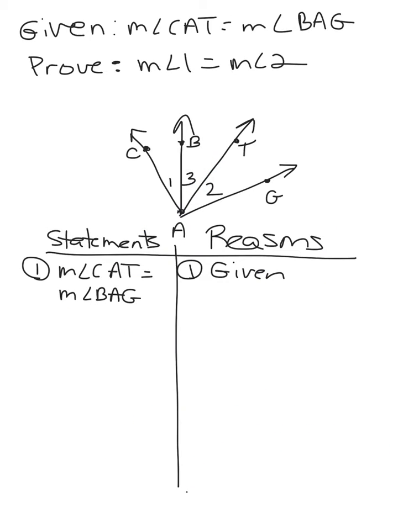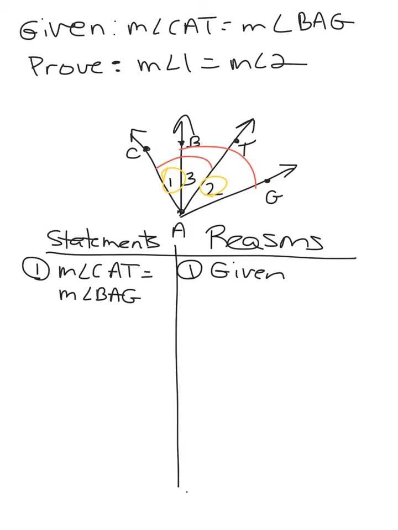Okay, so let's actually look at this proof and figure out where we're starting. So our given statement is written in our proof, so the measure of angle CAT, so I'm going to mark it. Once it's in my proof, in the writing part, I'm going to mark my diagram. So the measure of angle CAT is equal to the measure of angle BAG. And again, I'm trying to get to the point where I can say 1 is congruent to 2.